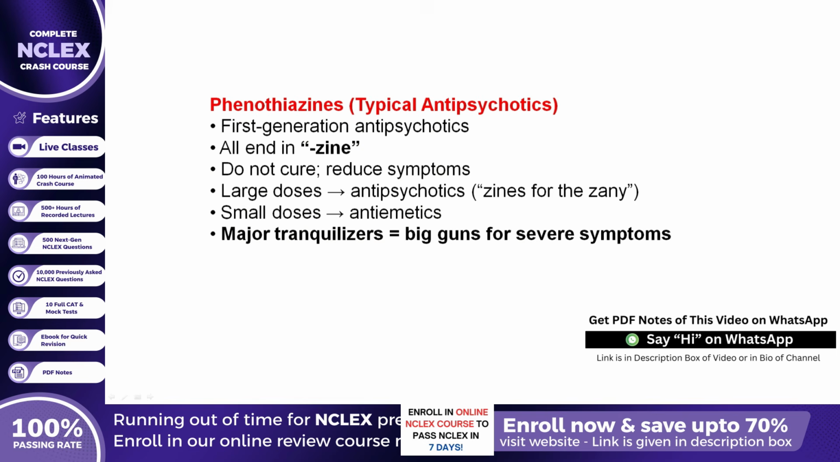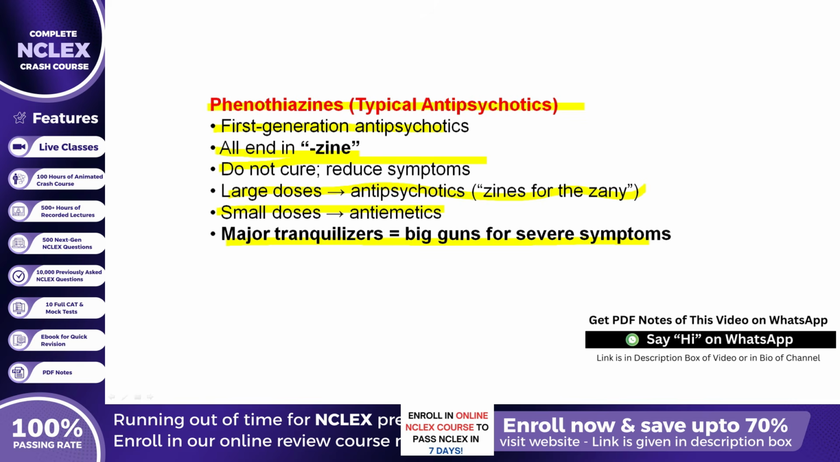On this slide, we turn our attention to phenothiazines, which are typical antipsychotics, and we start by noting that they are first-generation antipsychotics. We continue by pointing out that all of them end in -zine. Next, we explain that they do not cure, but instead reduce symptoms. As we move along, we add that large doses act as antipsychotics, which is why we say zines for the zany. We also explain that small doses serve as antiemetics. Finally, we wrap up by reinforcing that major tranquilizers are considered the big guns for severe symptoms.